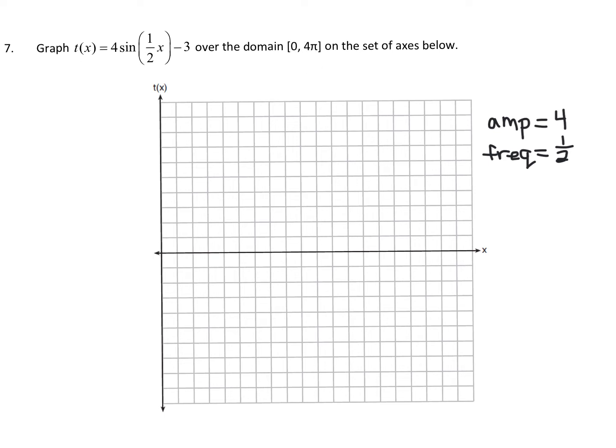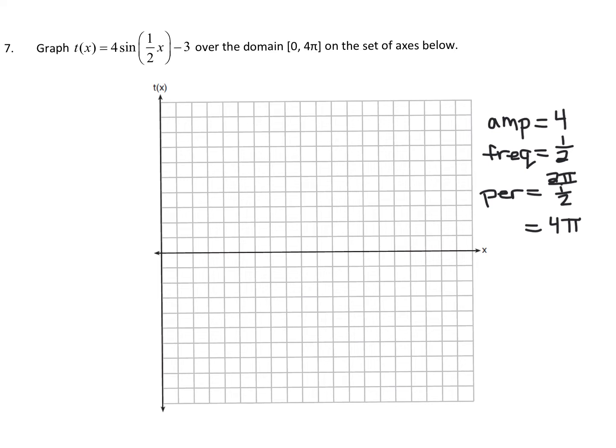Okay, the period we know is equal to 2 pi over the frequency. So 2 pi divided by 1/2. So if you did keep change flip, right, or if you did multiply by the reciprocal, you'd have 2 pi times 2 over 1, which gives you 4 pi. So the period is 4 pi. That means it takes 4 pi units to graph one complete cycle, which works out perfect because they want us to graph this between 0 and 4 pi.